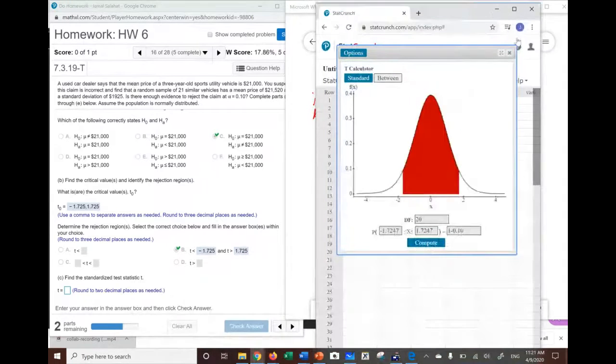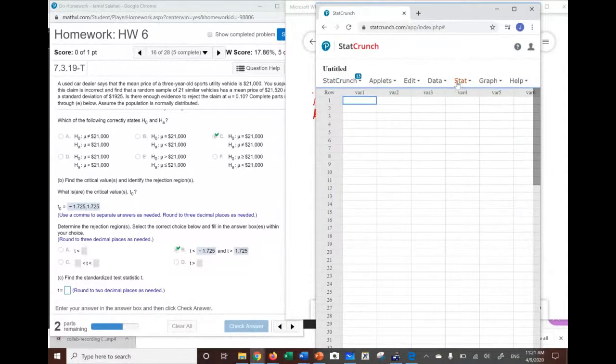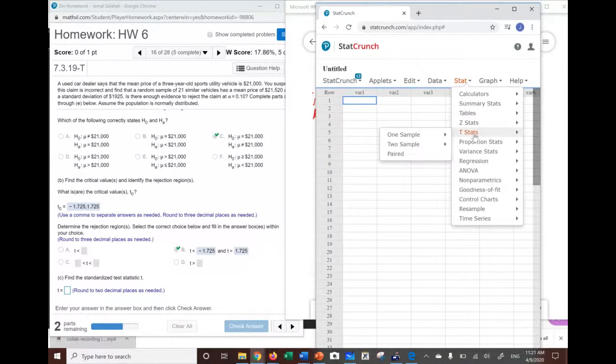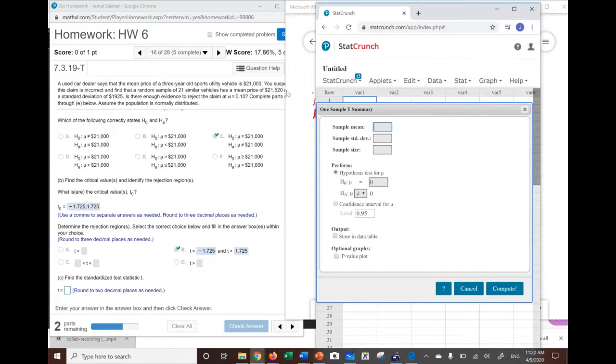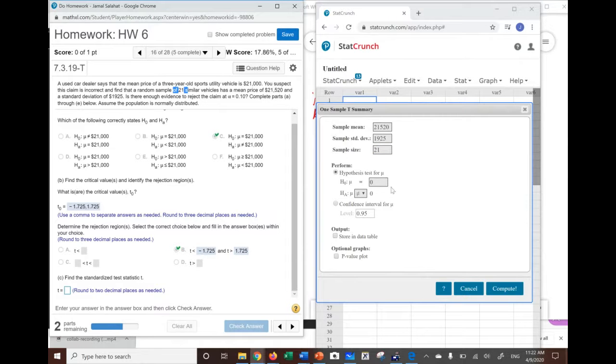Here's StatCrunch. We're going to go to Stat. We're going to go to T stat, one sample with summary. And now we're going to fill the sample mean. Notice that the sample mean was 21,520. And the standard deviation given is 1925. Sample size given, in this case, they told us 21 similar vehicles. So they talk about 20 vehicles in here, or 21, sorry.